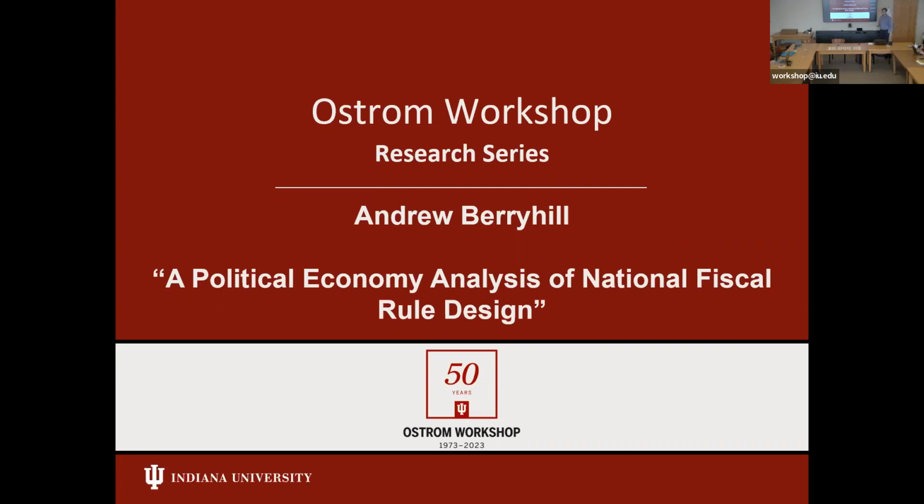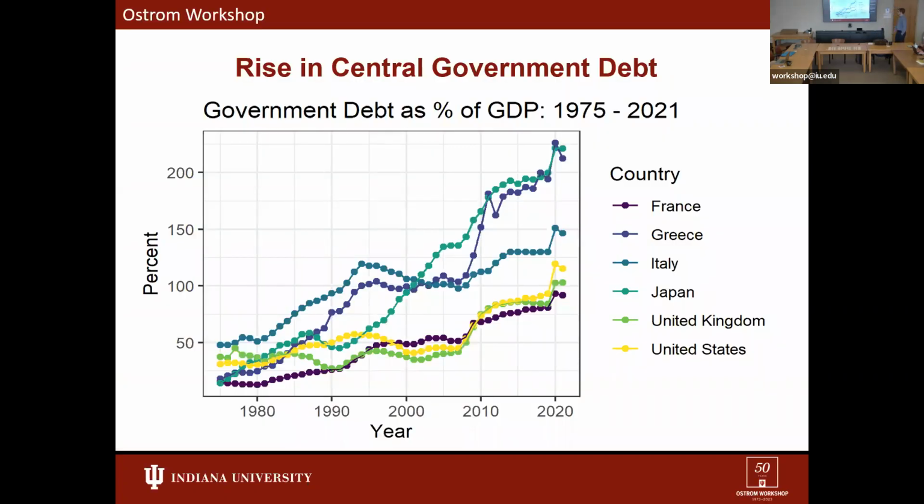So an increasingly serious issue for many countries around the world is the size of their national debts. The debts of many countries around the world have been rising tremendously over the last few decades. And so this graph shows central government debt as a percentage of GDP from 1975 to 2021.